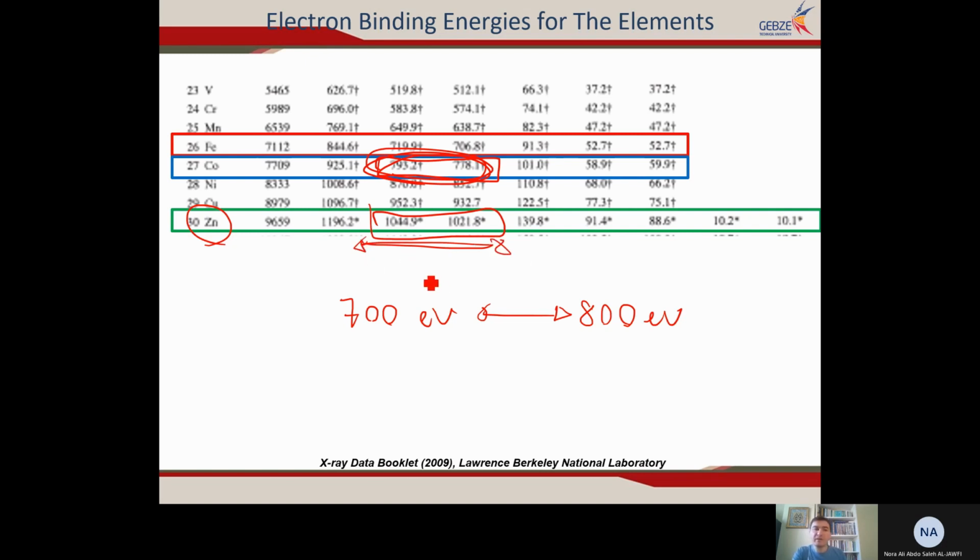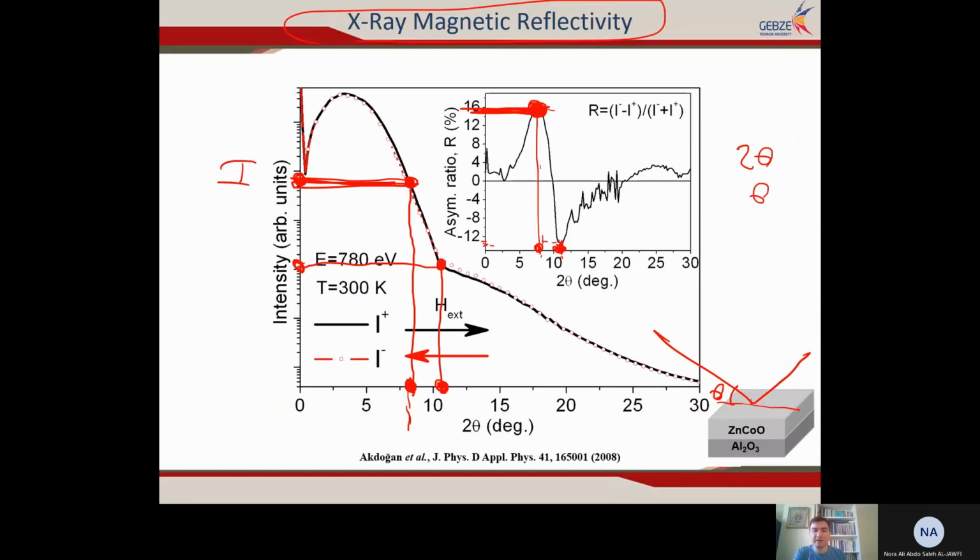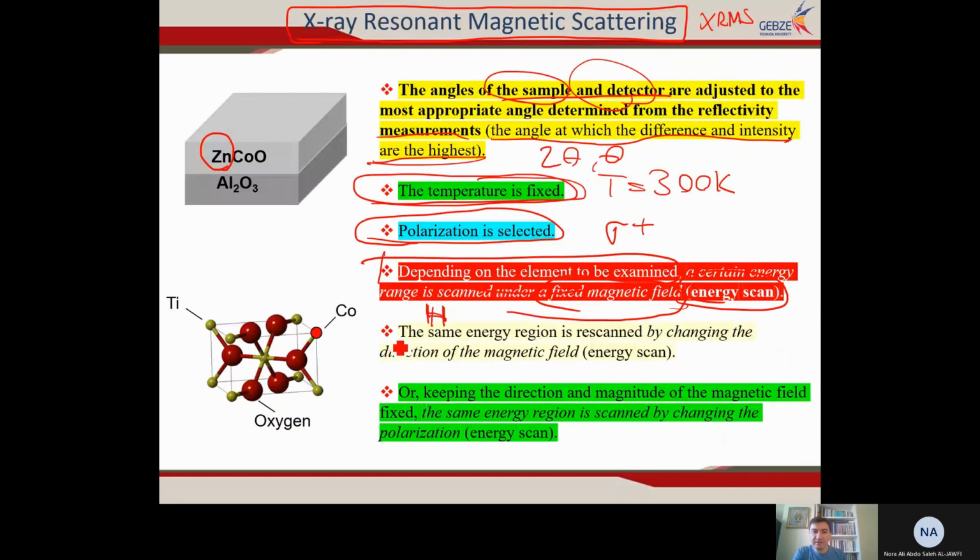So here, within this material, we have zinc, cobalt, and oxygen, 3 elements. All these 3 elements can be investigated element specifically, okay? This is the very nice property of the XRMS method. Then the same energy region is rescanned by changing the direction of the magnetic field, okay? Or you can fix the direction of the magnetic field and change the polarization of the light and carry out the energy scan. So there are two methods.